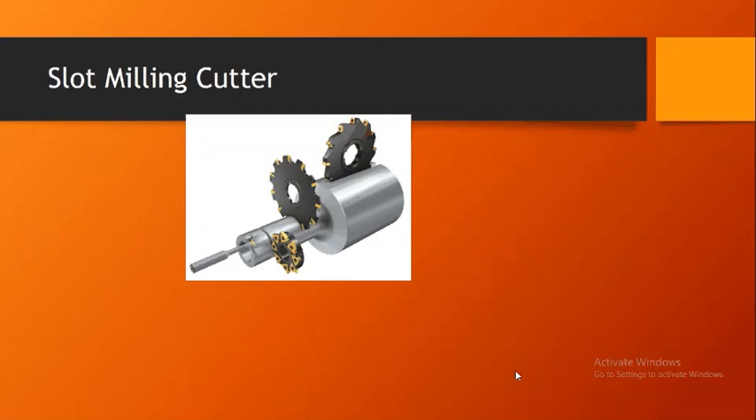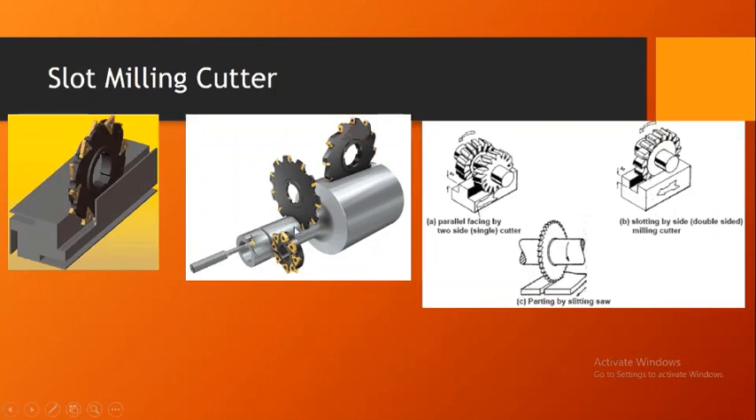Next cutter is the slot milling cutter which is used to generate the slots on the workpiece surfaces. This is again operated in the horizontal axis machines where milling cutters of different shapes and thicknesses are used to generate the slots. In this diagram, three different cutting operations are depicted. In the first one, a single shaft has two parallel slot milling cutters which are used to generate this type of surface.